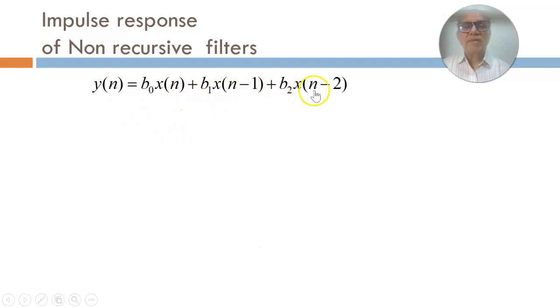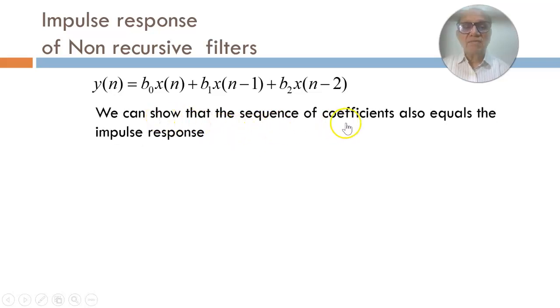Now, although you can have a large number of previous stored values, here I have taken only the current value and two previous values in order to keep the equation simple. But this can be extended to a larger number of stored values also. Now, so this is our basic equation for the filter with three coefficients. And what do we want to show? We want to show that the sequence of coefficients also equals the impulse response. And what is an impulse?